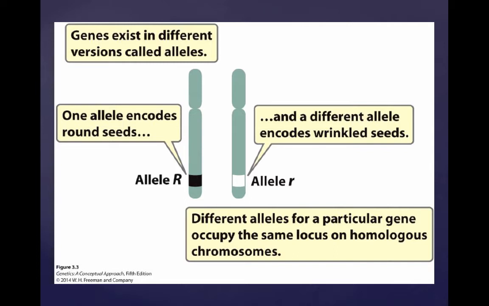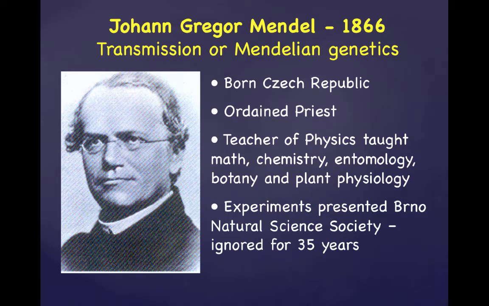So, the example that we're going to talk about quite a bit in Mendel's work in Chapter 3 is round versus wrinkled pea seeds. In this example, the big R allele codes for round seeds, and the little r allele codes for wrinkled seeds. These different alleles can appear for a particular gene trait, and they can occupy the same locus on a homologous chromosome. So, just keep those basic principles in mind.